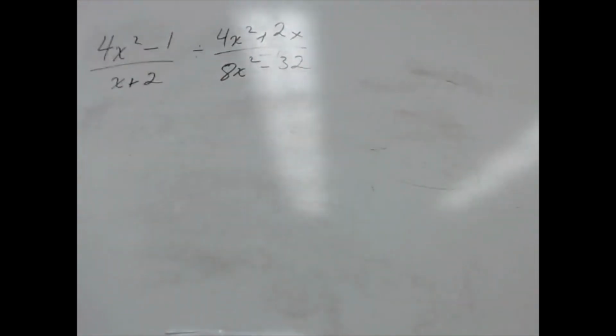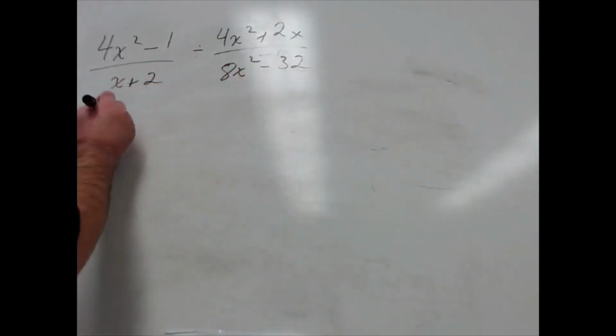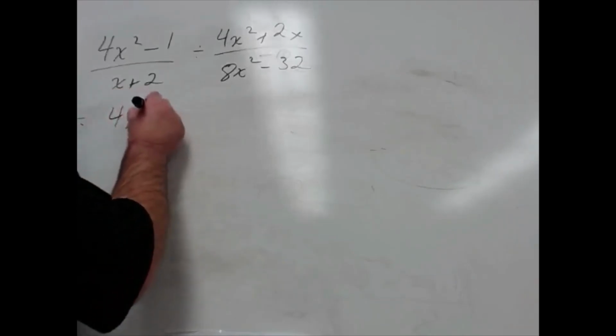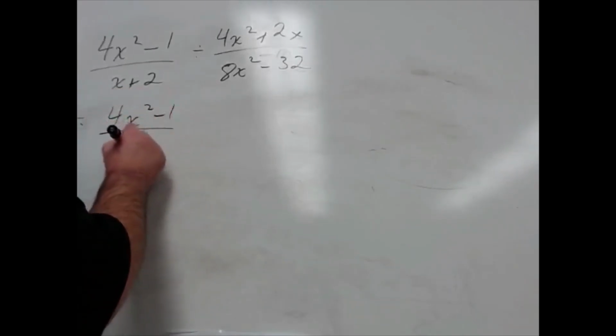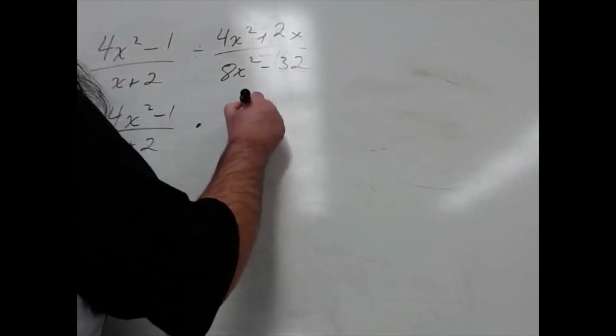Alright, so the first thing that I'm going to do is change this to multiplying by the reciprocal. So I will keep the first fraction the same for now. Multiply by the reciprocal, so I flip that fraction right there.